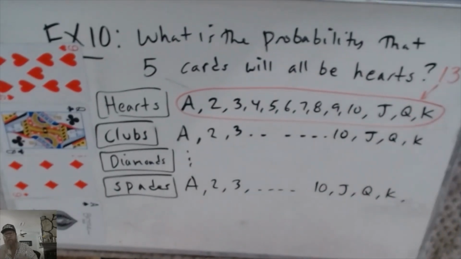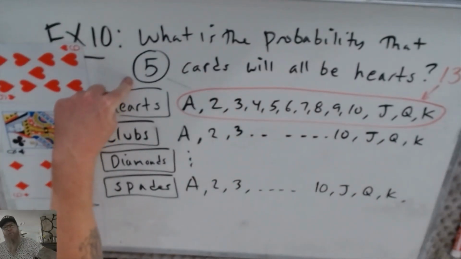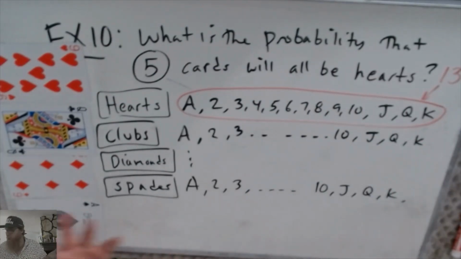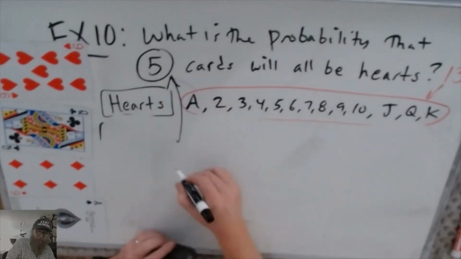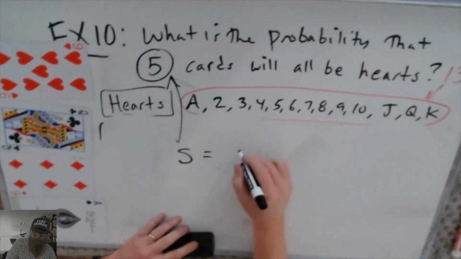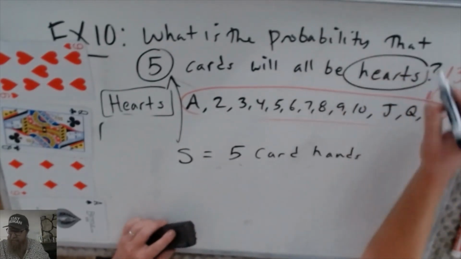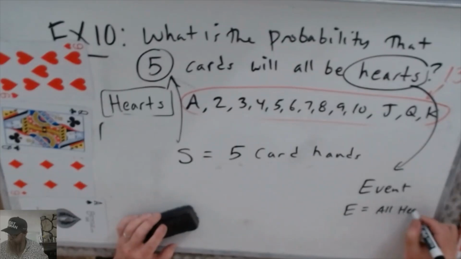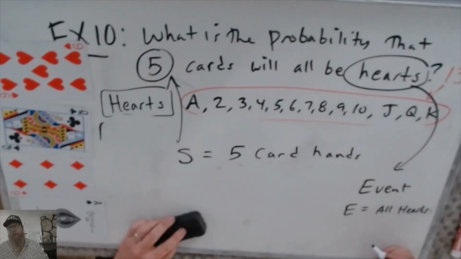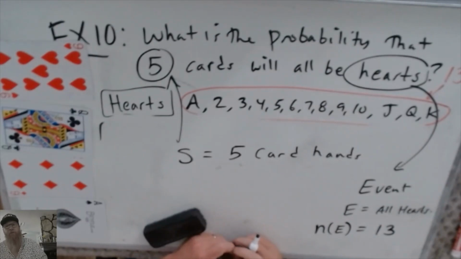So we know that the event that we're looking for in this particular probability is there are 13 possibilities. All right. And I'm going to deal you 5 cards. Well, how many different 5-card possibilities are there? So the sample space, S, is the number of 5-card hands. And the event E is all hearts. Okay? So the size of the event, there are 13 possible hearts to be dealt. 13.